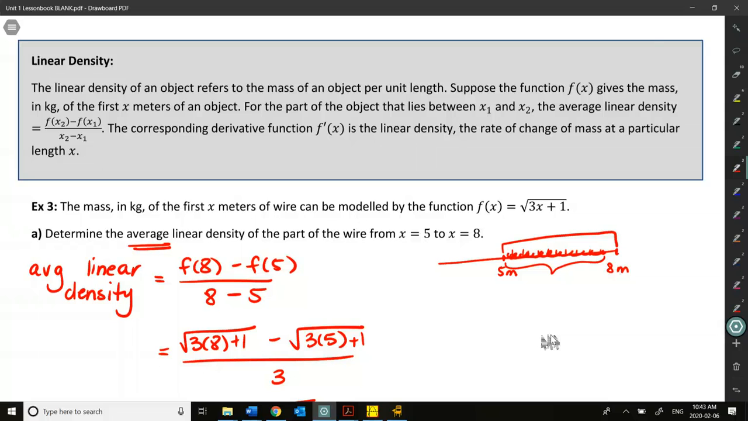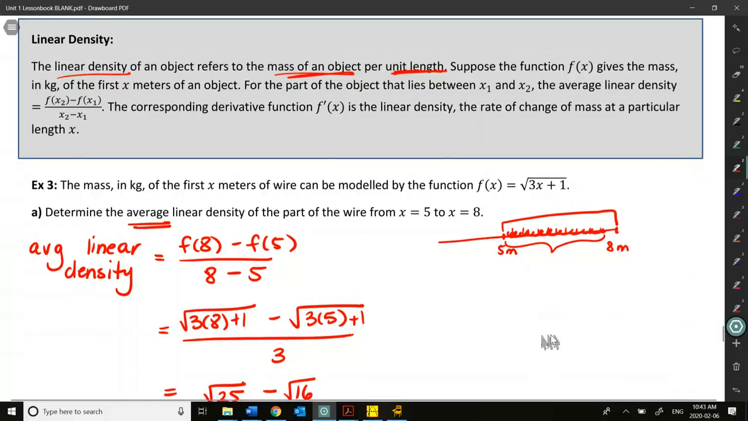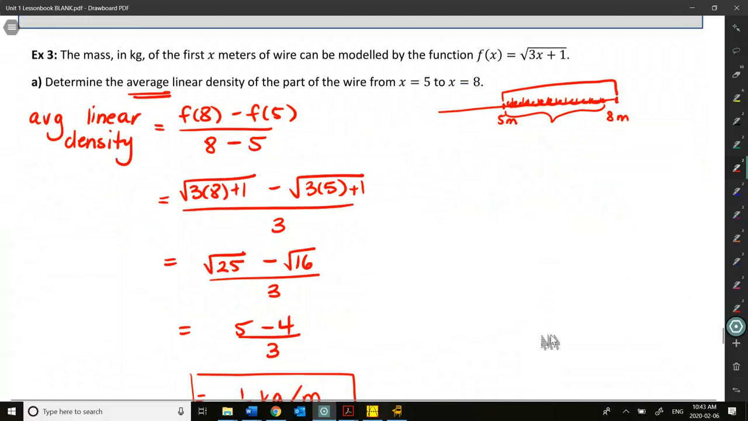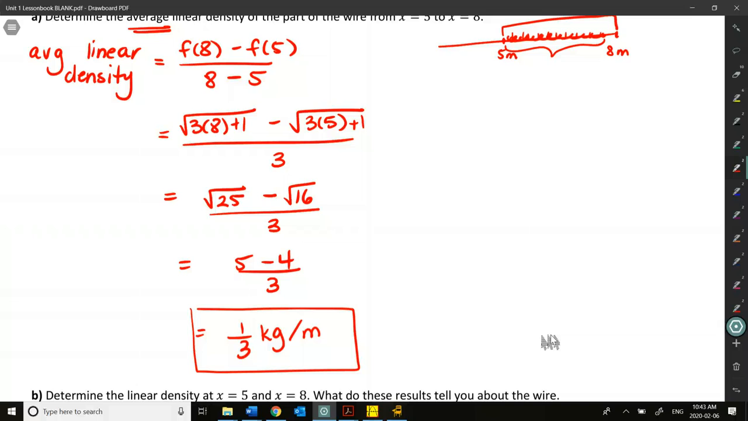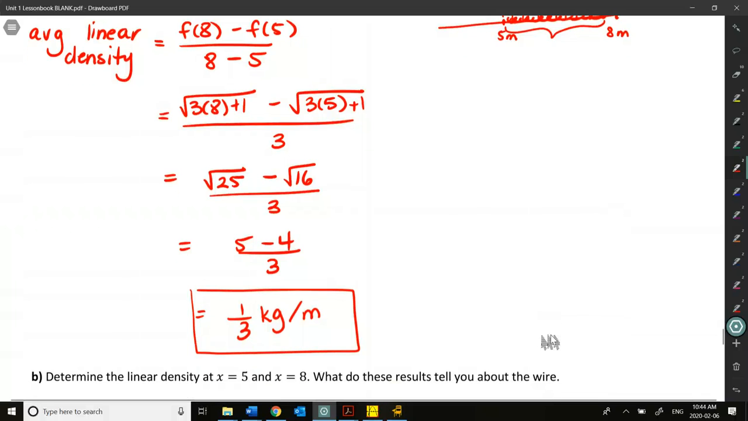Okay, so when we say linear density, we're referring to the mass of the object per length of whatever unit we're using. So in this case, it's per meter. Okay, so they're just saying that the wire per meter is like a third of a kilogram. Yep. So it's saying on average, if we're going from 5 to 6, then it's going to be about 1/3 of a kilogram. If we're going from 6 to 7, it'll be about 1/3 of a kilogram. 7 to 8, 1/3 of a kilogram. That kind of idea.